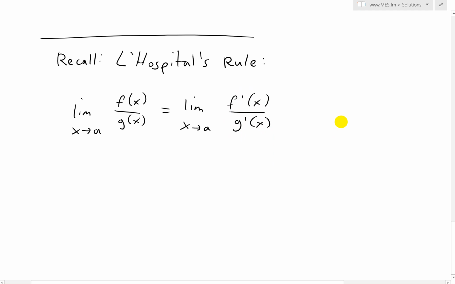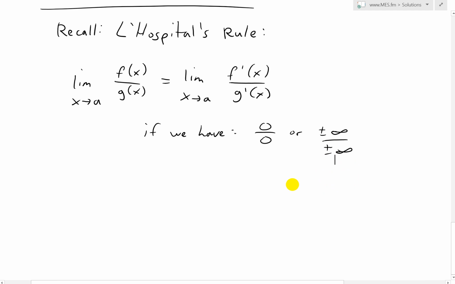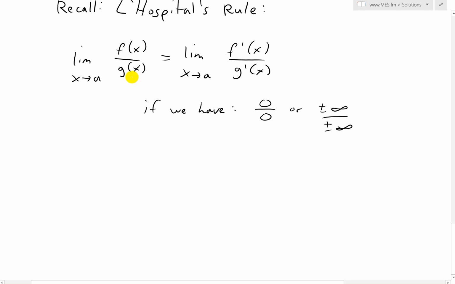And again, this is if we have something like 0 over 0 in the limits, or infinity, or plus or minus infinity over plus or minus infinity. Also make sure to watch my earlier video on this. I'll put the video link below. You'll learn more about it, also more on the conditions of f of x and g of x.